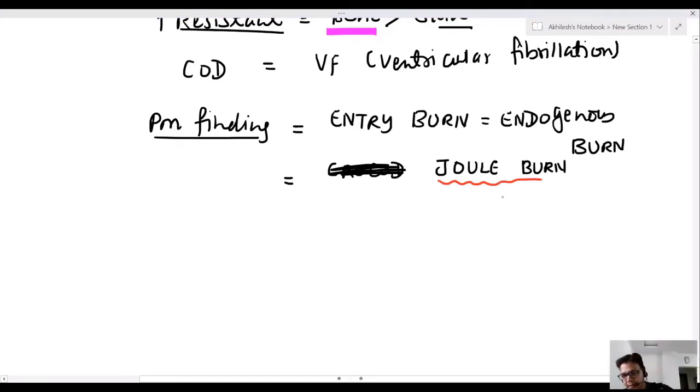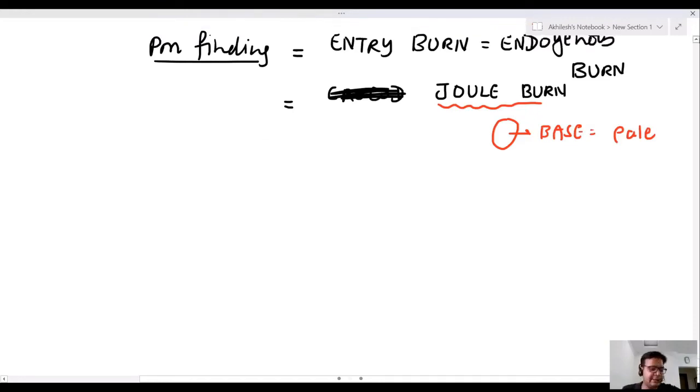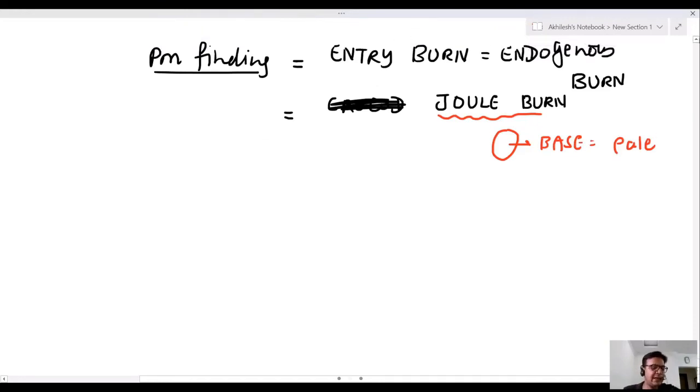So if you see, this is a Joule burn, just like an oval or round shape. The base is pale. This is known as Joule burn. So entry burn is known as Joule burn. The way to remember: J for झटका, J for Joule.